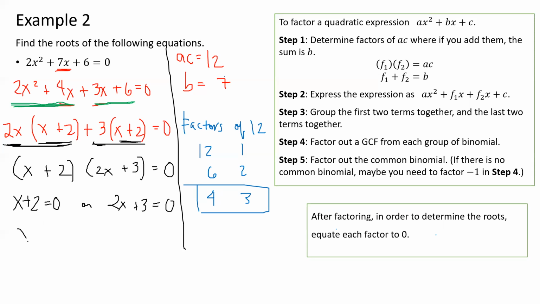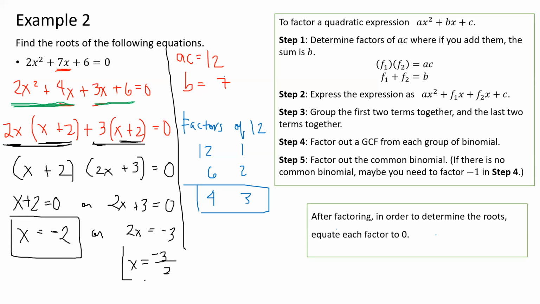So that means x is equal to negative 2, or 2x is equal to negative 3, and we divide both sides by 2, x is equal to negative 3 halves. So x is equal to negative 2, and x is equal to negative 3 halves. These two are the roots of the quadratic equation.